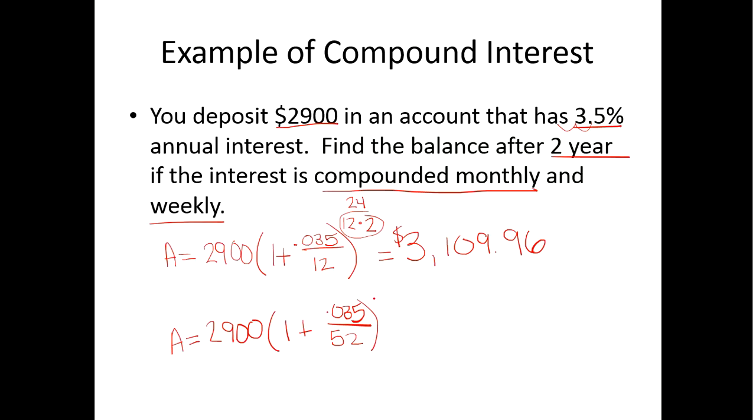And then it will be 52 times 2 out here. Now, guys, this itself is 104, so please make sure you simplify that before you type that into the calculator. So I will get $3,110.20. So actually, it does not pay for me to compound weekly. It's actually not much more than a couple of cents.